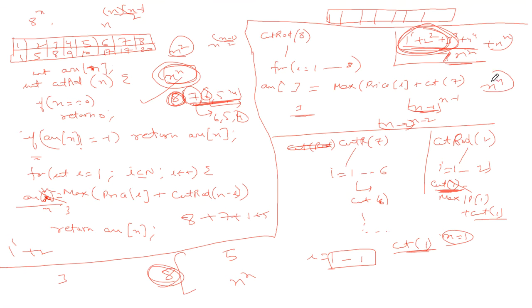So it will be n raised to power n only for this, and in this case let's try to identify. So we call this exponential. N raised to power n is exponential time complexity. Now let's try to call for this. What will it be?